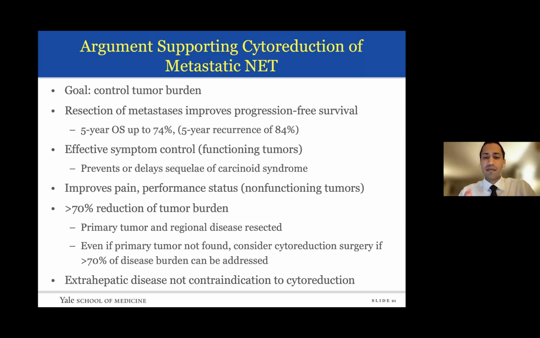And it's important if one can have this type of cytoreduction, and we usually try to remove the primary tumor and the regional disease in this 70% number that I mentioned. But even if one does not have their primary tumor identified, one can still consider a cytoreductive surgery if greater than 70% of the disease burden that's clinically present can be addressed. And extrahepatic disease is not a contraindication to surgical cytoreduction.